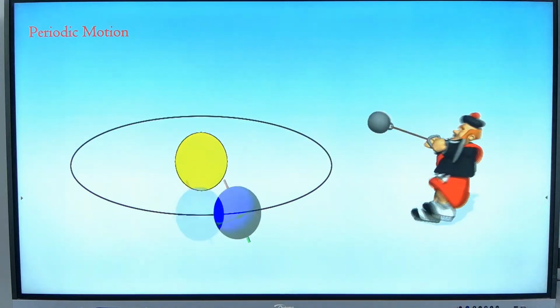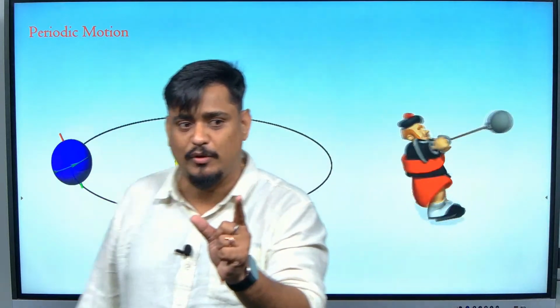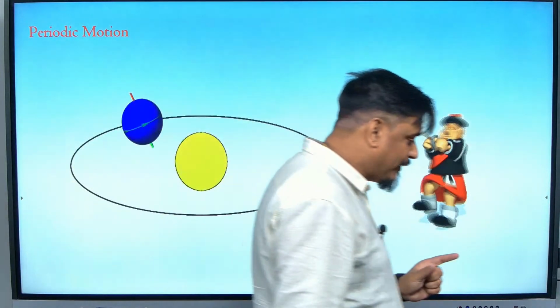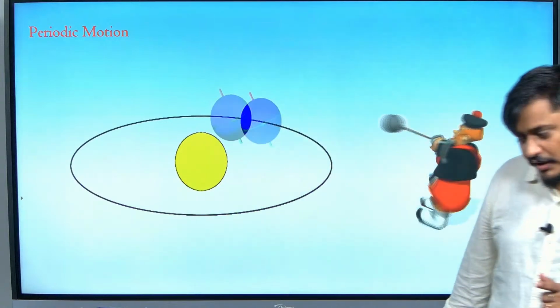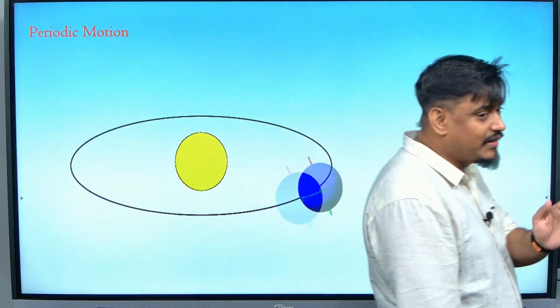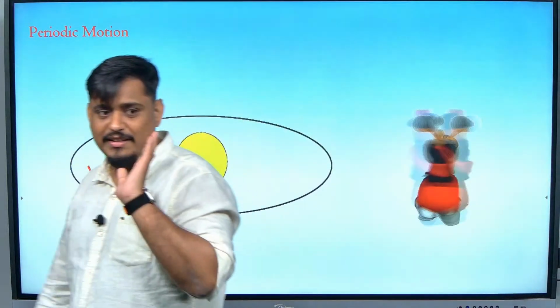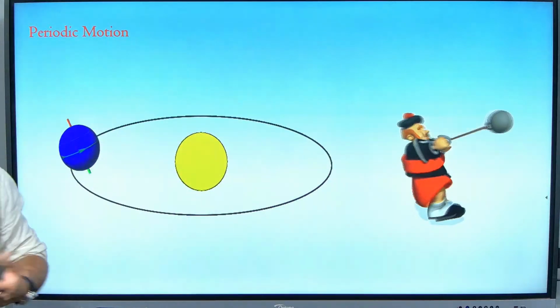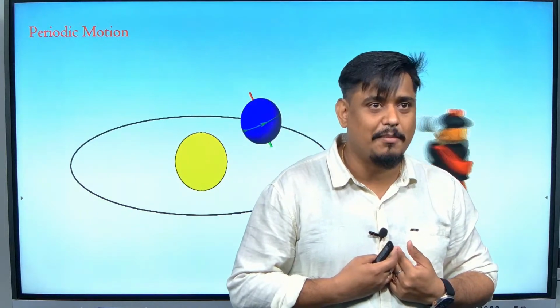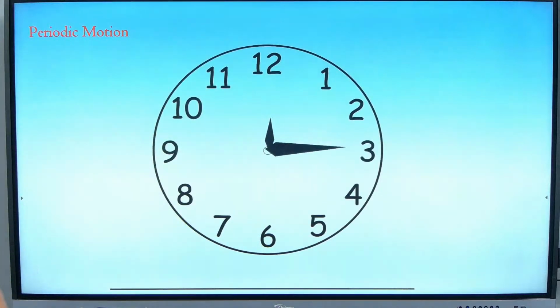Periodic motion is all about motion repeating itself in a fixed amount of time. If I walk like this, again walk like this, again walk like this, and I make sure that the time I take to come across your screen is always some 2 seconds or 3 seconds, then I can also be called to be in periodic motion. Am I right?